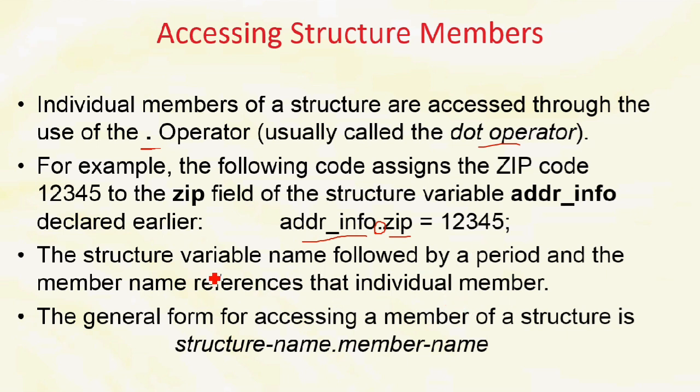So the structure variable name followed by a period and the member name references that individual member. This is the name of the structure, this is a period, the dot operator we have to use, then the name of the structure member. So this is the general form. Address info is the structure variable you have to use, then the dot operator and then the structure member.